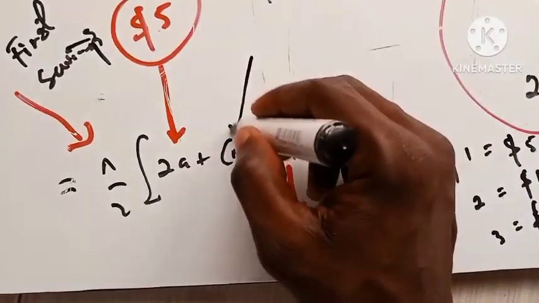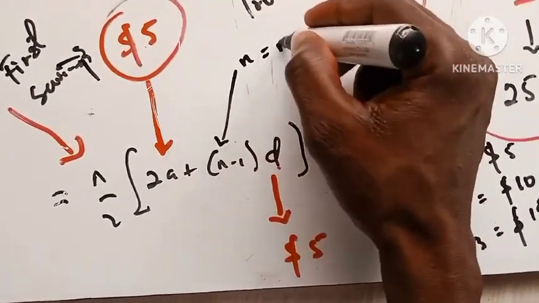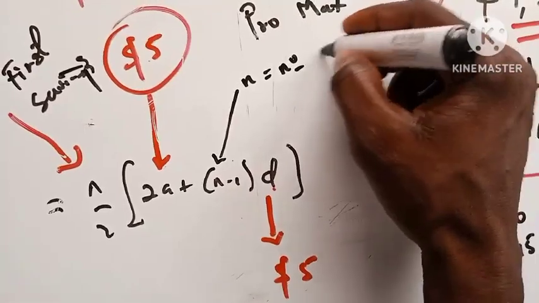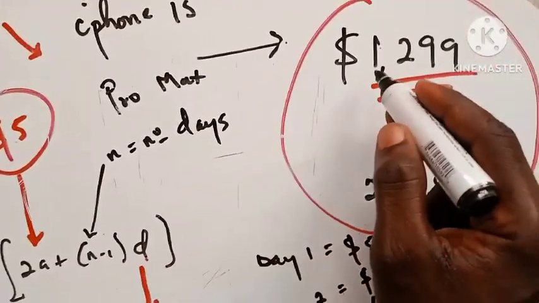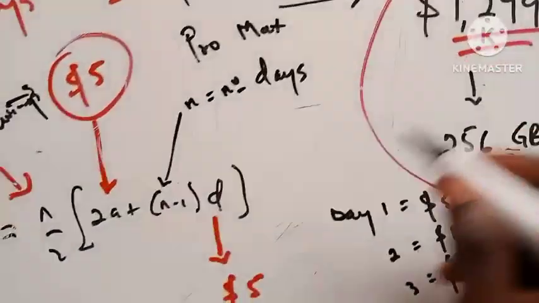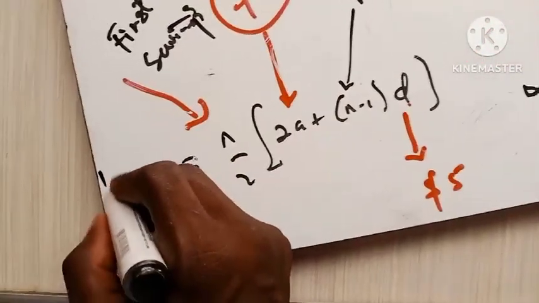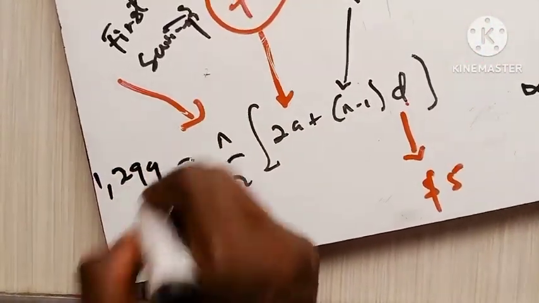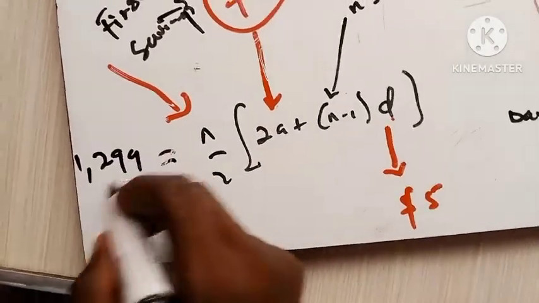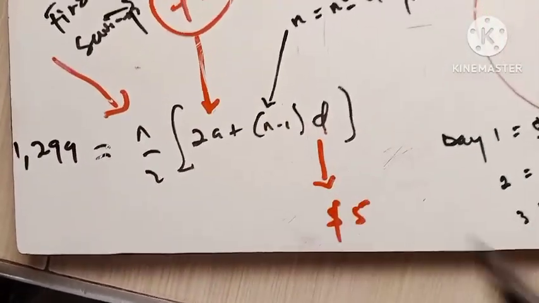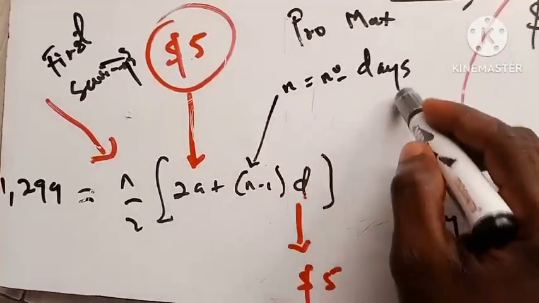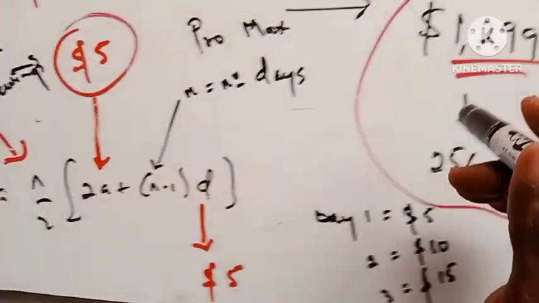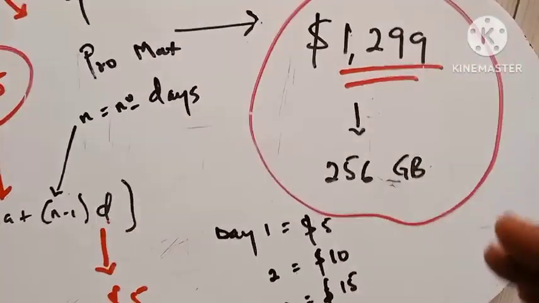So this n here is going to be the number of days that you need to save in order to get this total amount of 1,299. So everything here is 1,299 US dollars, right? Now our aim here is to determine the number of days that we need to save in order to have this amount here. But how do you do that?